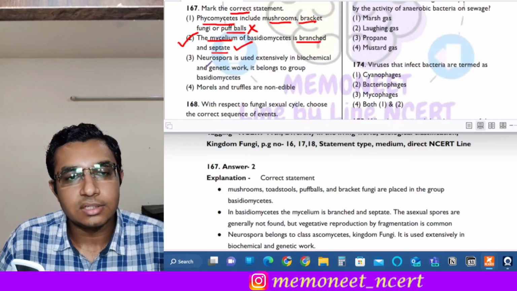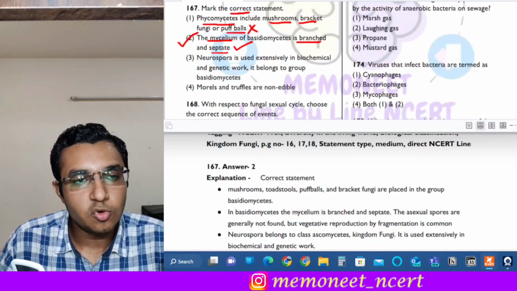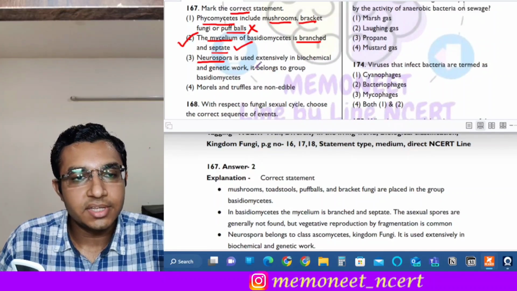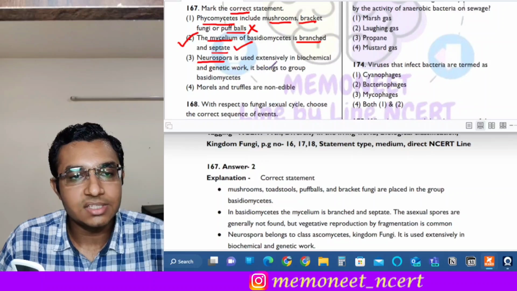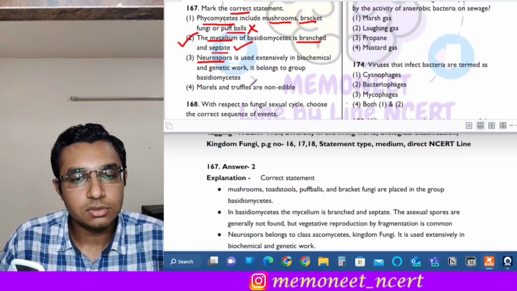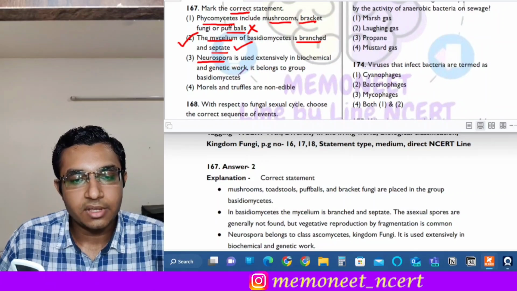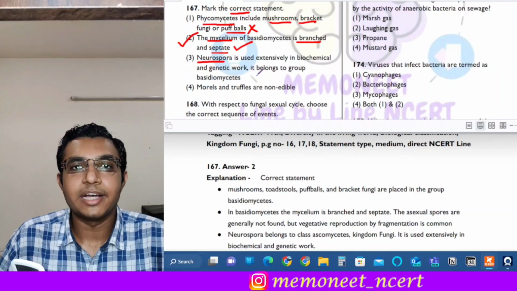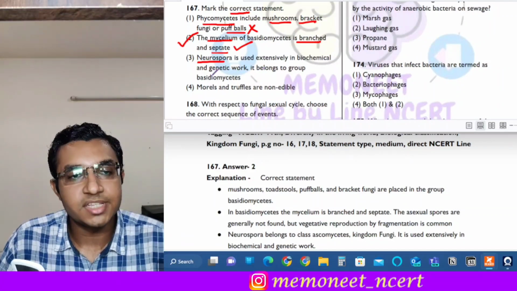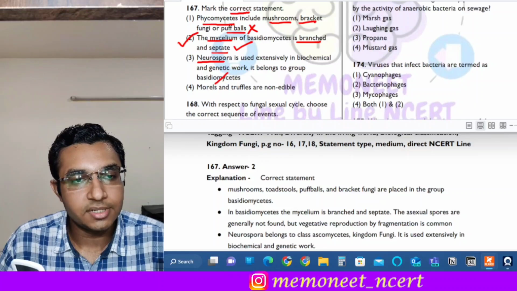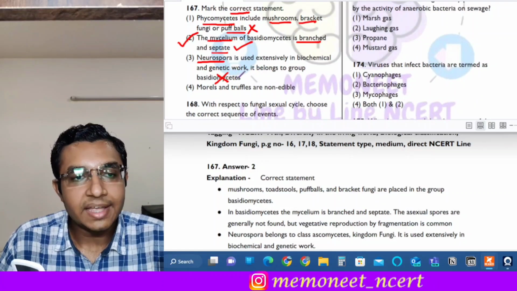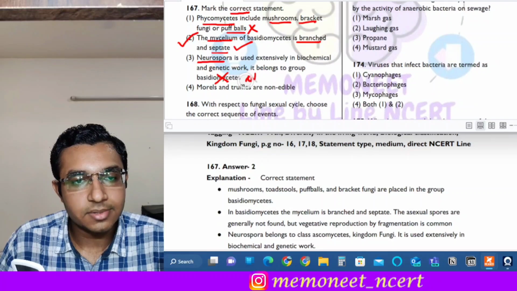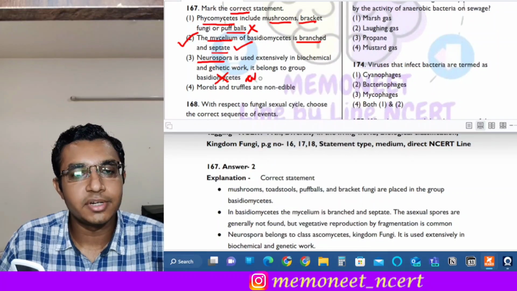Okay, the third statement is neurospora is used extensively in the biochemical and the genetic work, and it belongs to the group Basidiomycetes. So neurospora belongs to group Ascomycetes. It does not belong to group Basidiomycetes. So this statement is incorrect because neurospora belongs to Ascomycetes. In the place of Basidiomycetes there should be Ascomycetes. So this statement is incorrect.